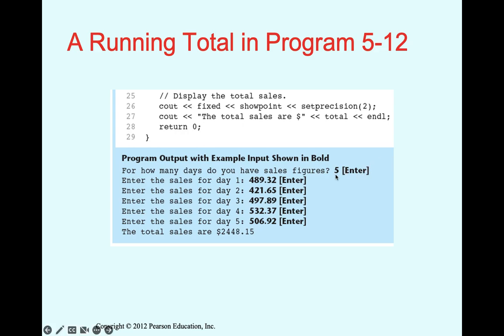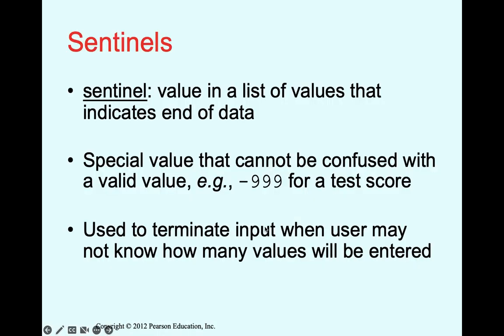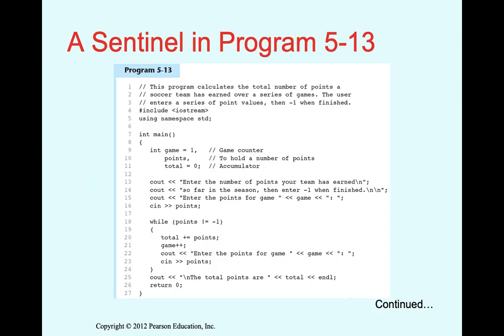In this example, we ask the user how many days he has to enter. He tells us 5, and we ask the user 5 times to enter. Sometimes the user does not know in advance how many numbers he wants to enter, so we don't ask him this question. We keep asking him for numbers until he enters -1. If he enters -1, we know that he wants to finish the loop, and we show the sum of the numbers.